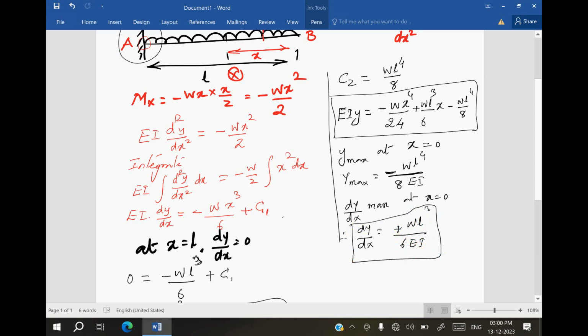Right. And you have the general equations and you have the equations where you get maximum dy by dx and y max. Also, you will get where dy by dx is 0 and y is 0. You substitute the general equation, you will get the answer. You have to solve problems on this. That's it.